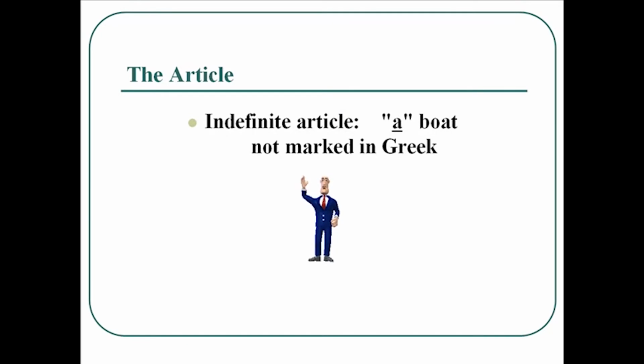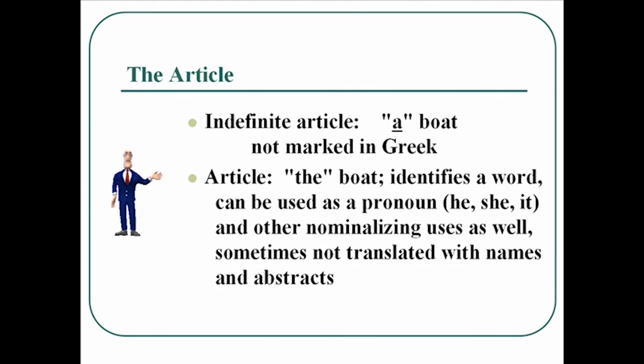There's an indefinite article in English, so we say a boat. This a, the indefinite article, is not marked in Greek. Greek doesn't have an a or an indefinite article that goes on nouns. It does, however, have an article, so the boat is identified as the article, which identifies a word, but this article, the, can also be used as a pronoun sometimes for he, she, it substitutes, and at other times it has various nominalizing usages as well.